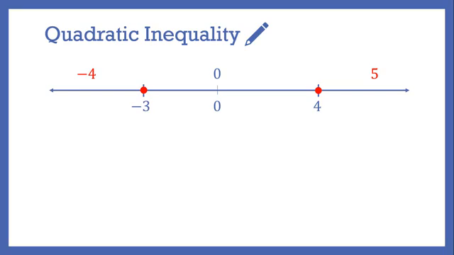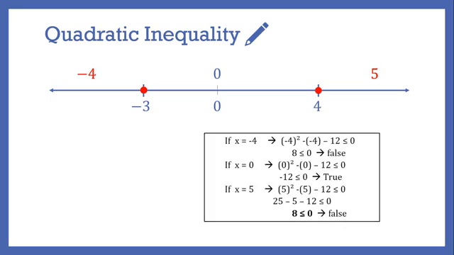We will now substitute these values in the original inequality, and here's the computation. Notice that if x is negative 4, it produces a false statement. If x is 0 in the middle, it produces a true statement. If x equals 5, it produces a false statement also. So, again as a review, we have true in the middle of the interval, which means that this is the solution, and false on the left side and the right side of the interval.